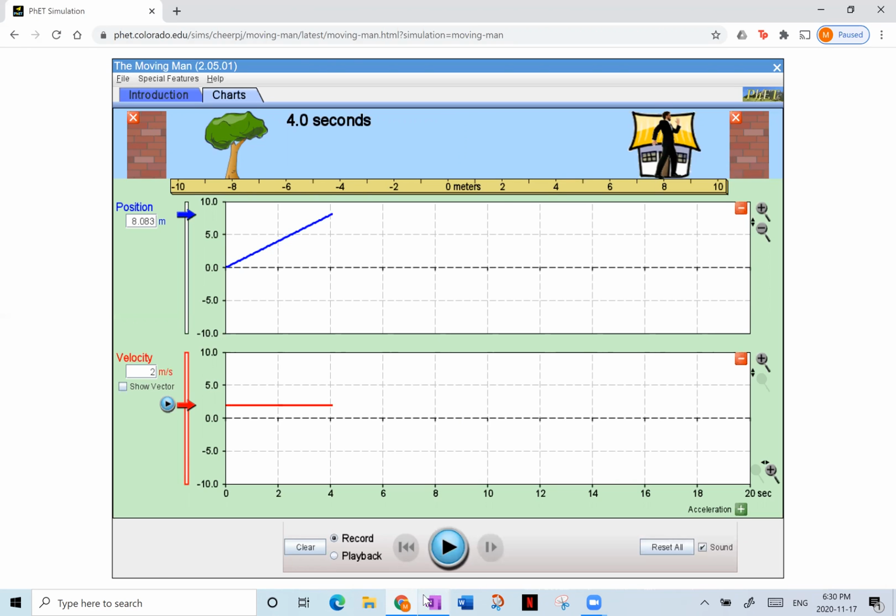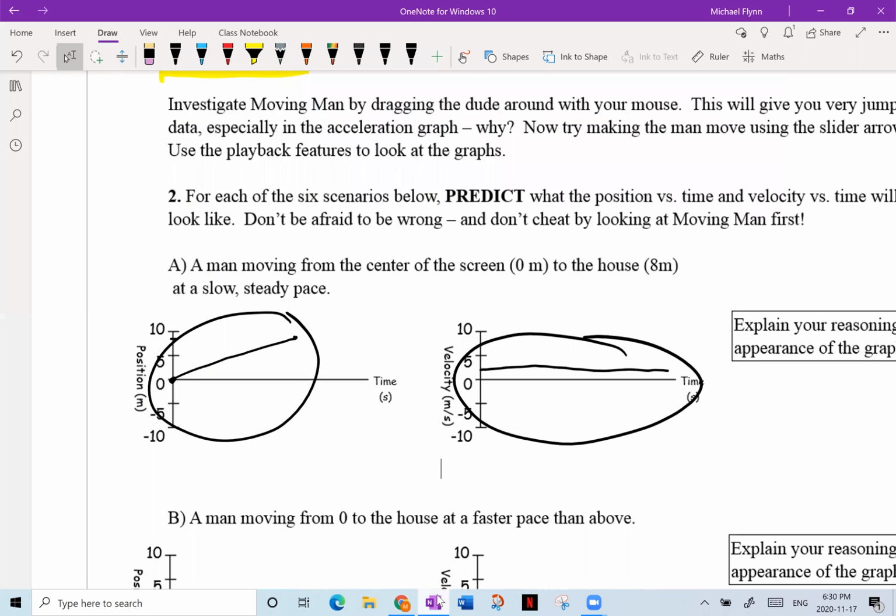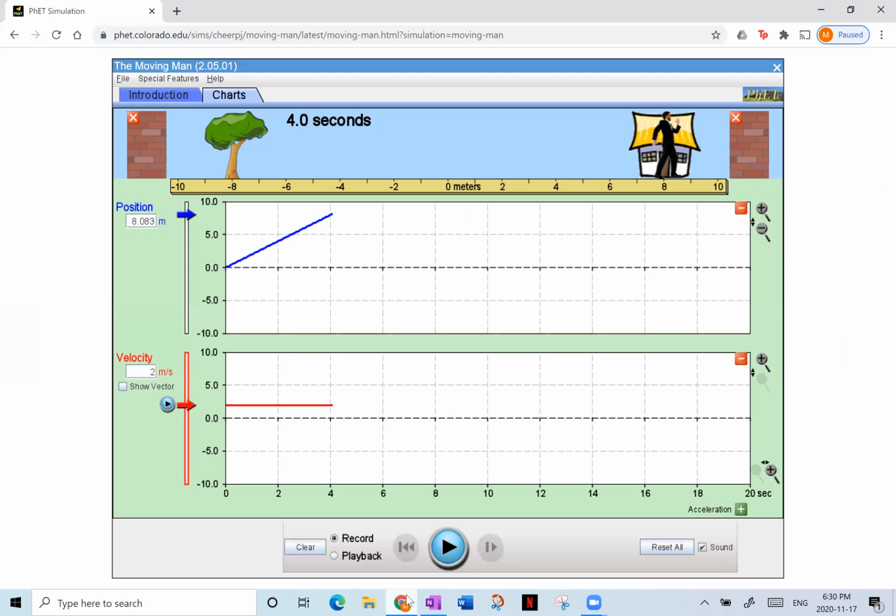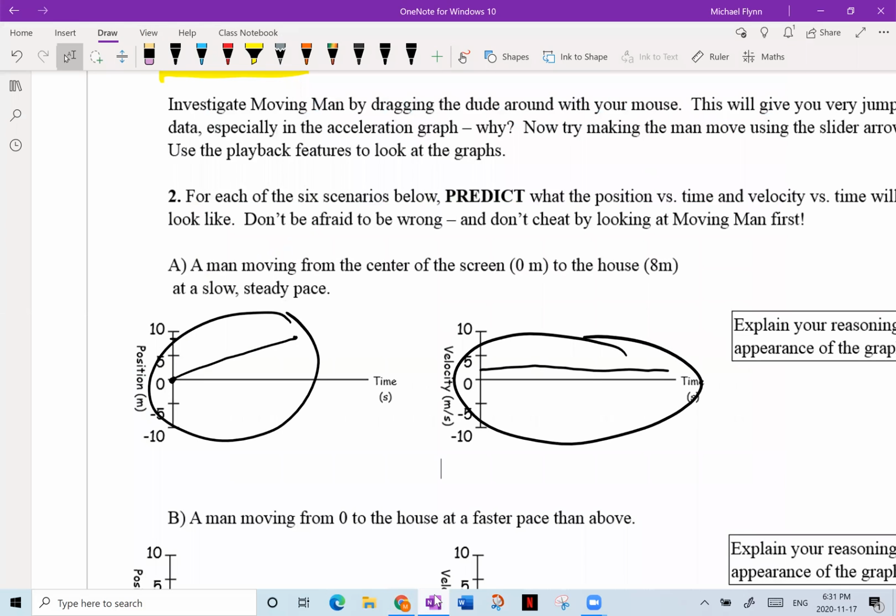Well, I go back to my sheet here. I said that the position time graph would look like a diagonal line going from 0 to 8. Does it do that? Yes, it does. That's the blue line here at the top. Now, I said that the velocity time graph would be a horizontal line at some number between 0 and 5 because it's a slow pace. So I look at it, and that's what I have.